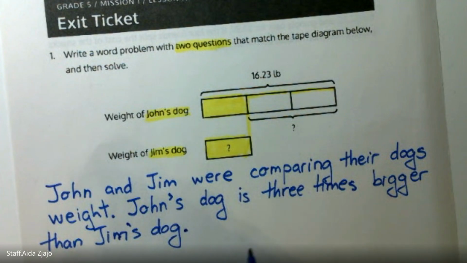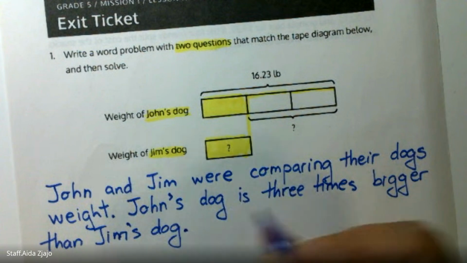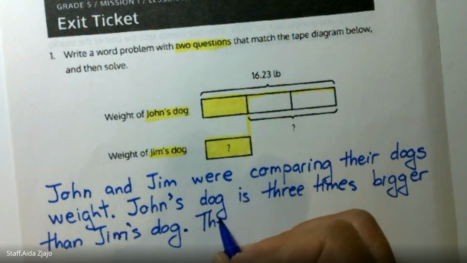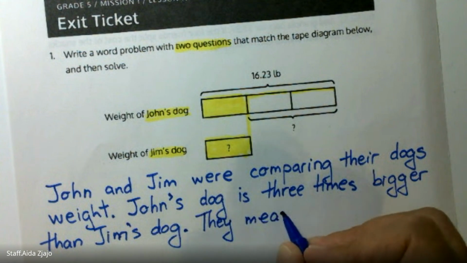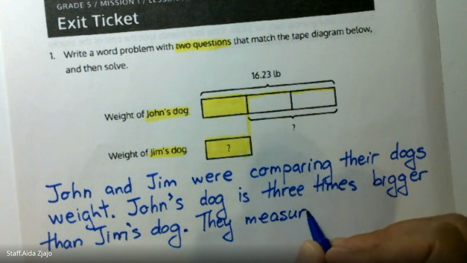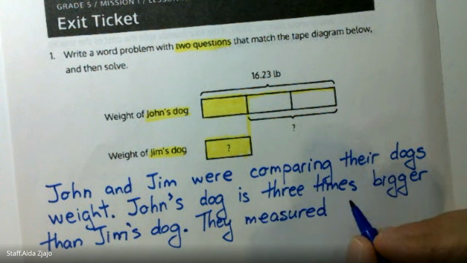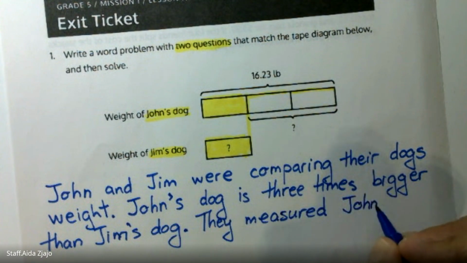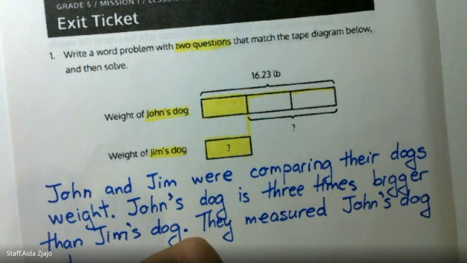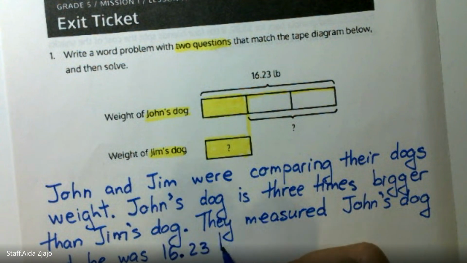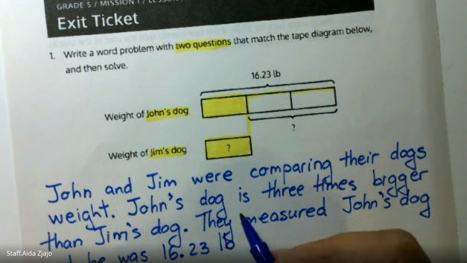So we can say after they measured John's dog, he was 16.23 pounds. LB is pounds.